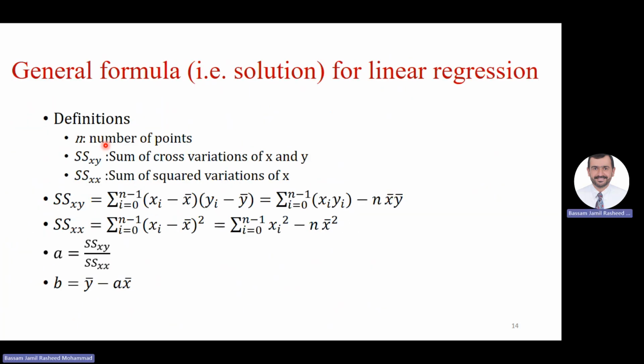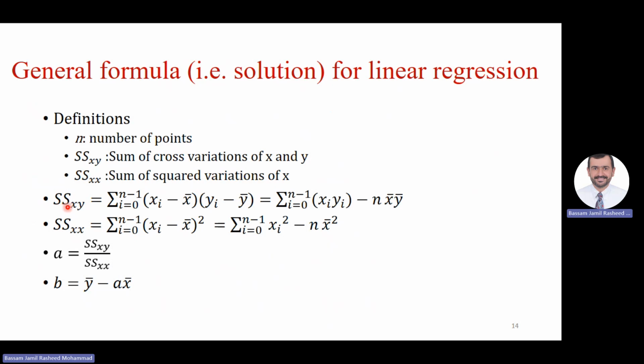Now let's go for the general solution. Obviously I may have 200 points, 100 points, etc. How can I do this? Well, for linear regression we need to compute two terms. Suppose you have n points: you have to compute the sum of cross variations of x and y, and you have to compute the sum of squared variation of x.